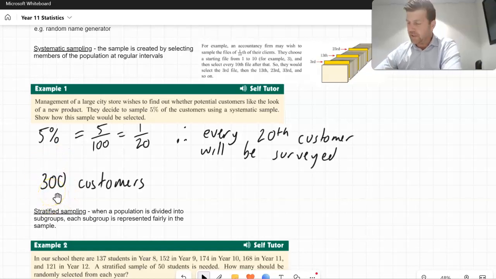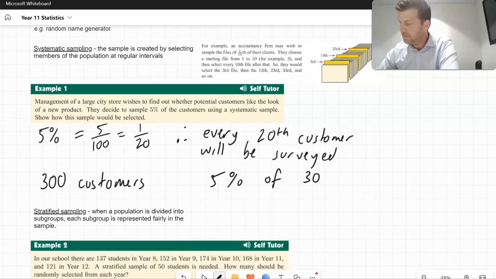So basically, we're working out 5% of 300. Now, mathematically, the word of means to multiply. And if I did 5 times 300, it's going to give me 1,500. So we can't survey 1,500 customers if only 300 customers walked into the store.